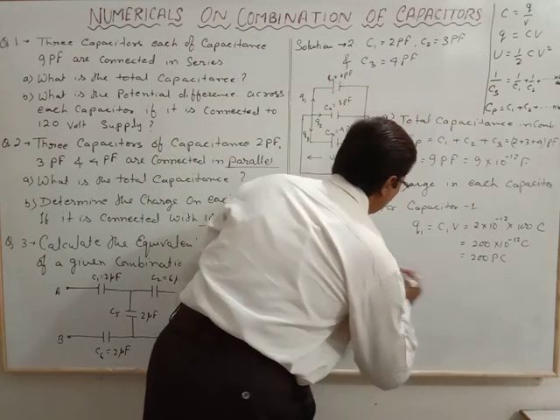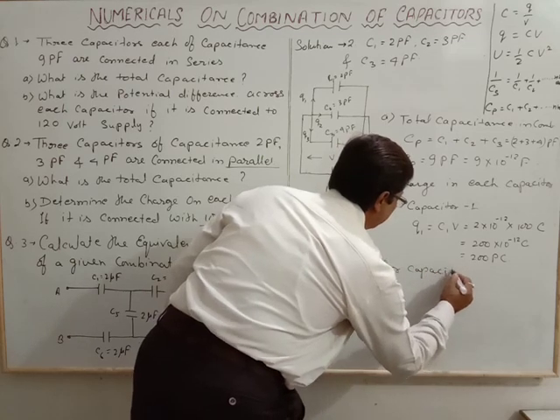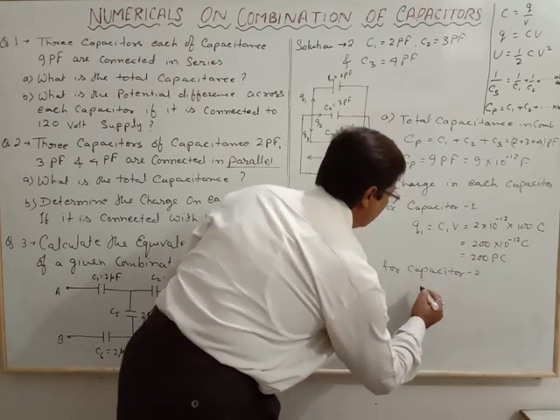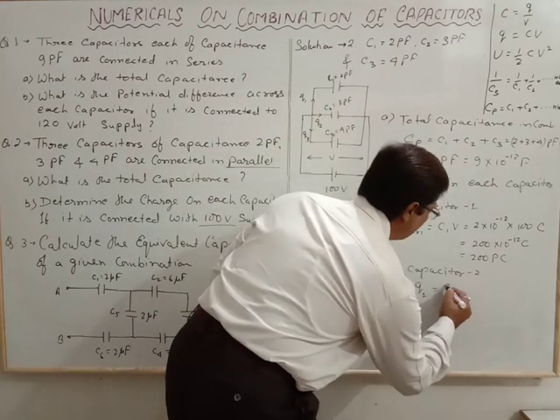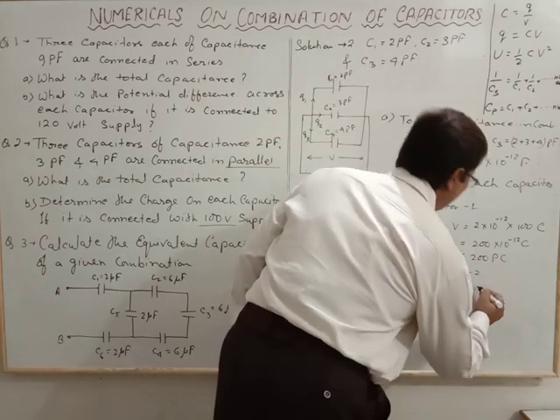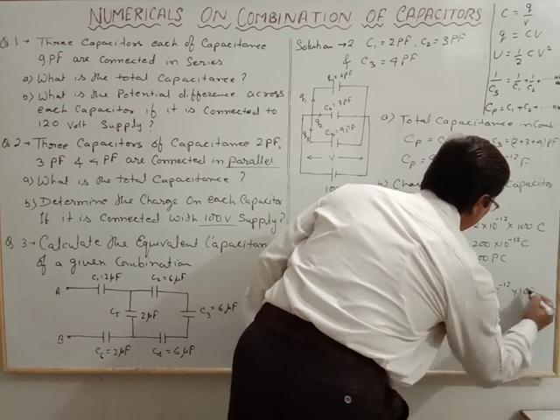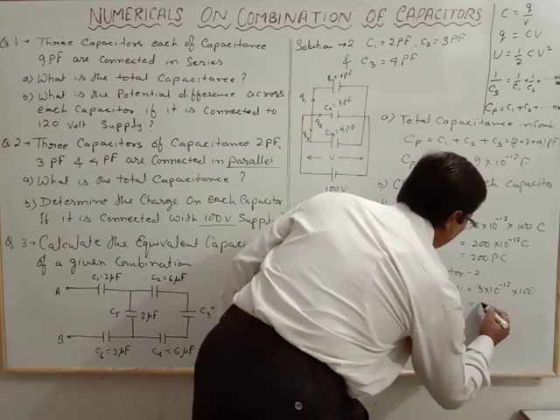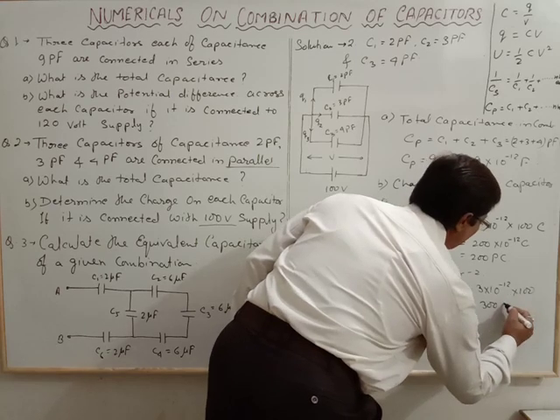Now for the charge on capacitor 2, charge Q2 is equal to C2V, and we write here 3 into 10 to the power minus 12 into 100 volt, and that becomes 300 picocoulomb.